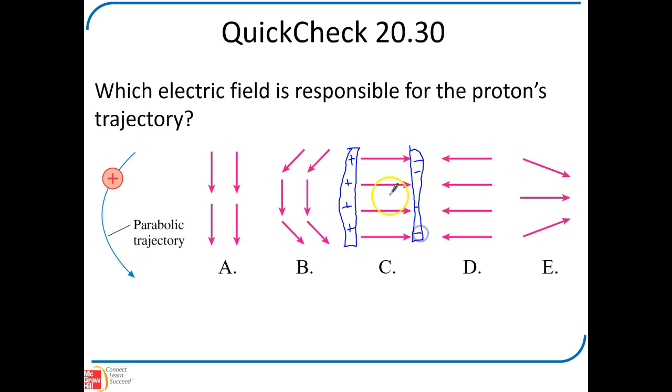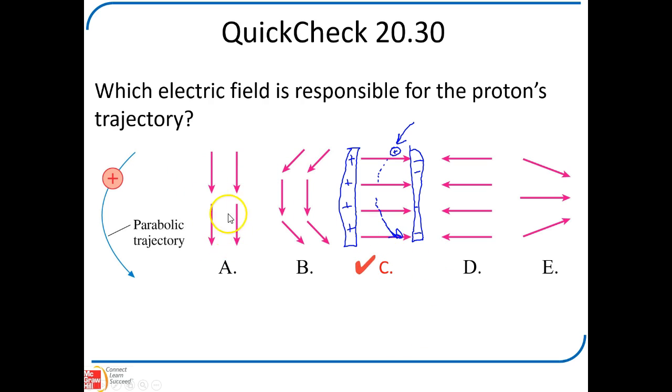And you'll notice that if I had a proton coming in at this angle, if it was right here, okay, and it's coming in, it's going to go up until it stops in the x direction, then it's going to come back the other way. So it looks like C is going to be our best answer, and it is.